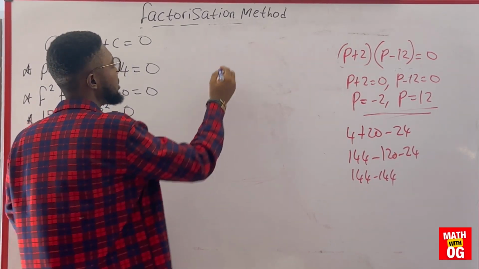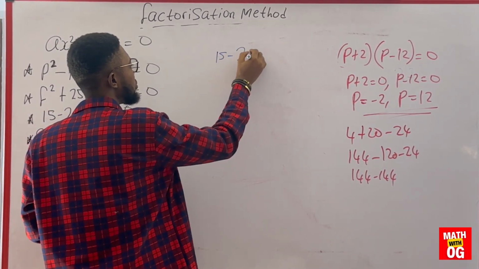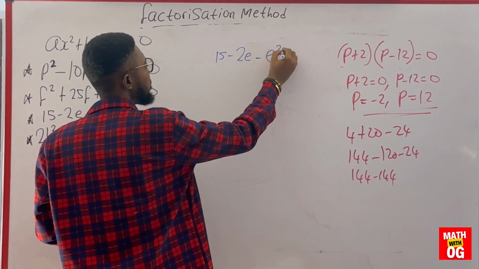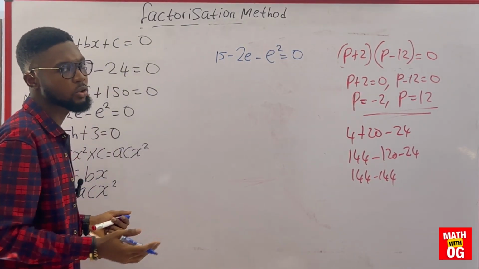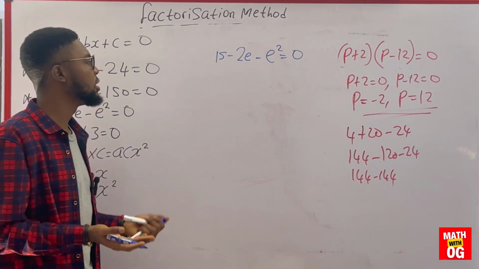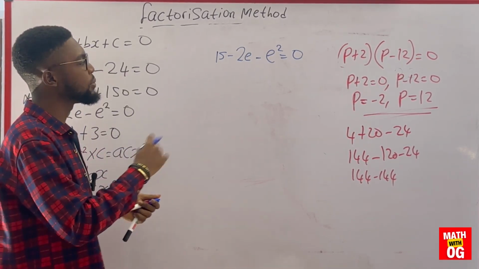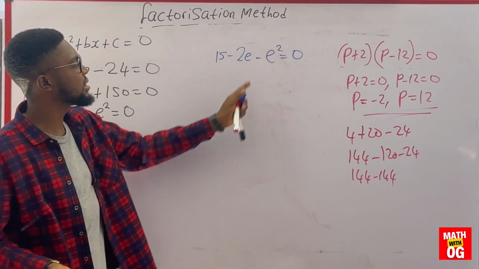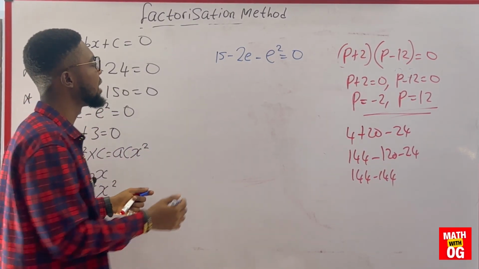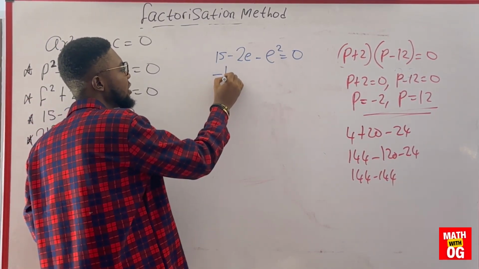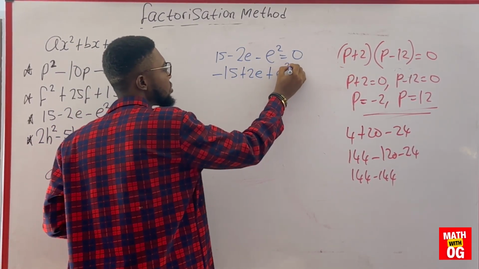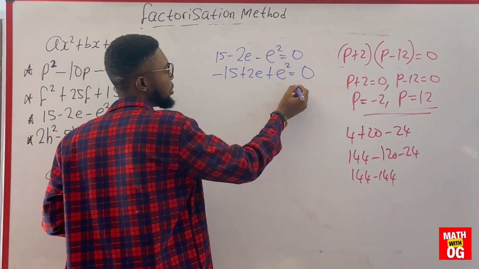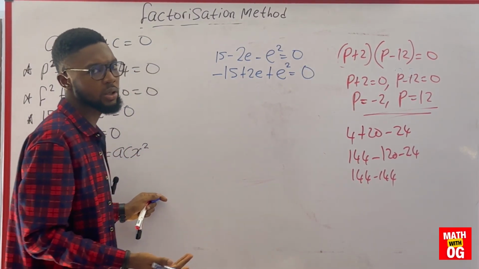So you have 15 minus 2e minus e squared equal to 0. Now we can start by factorizing this way, or we can choose to move everything to the right hand side. So if I multiply through by -1 so that this term can be a positive value, this will give me a -15, a positive 2e, a positive e squared equal to 0, because -0 and positive 0, nothing has changed.